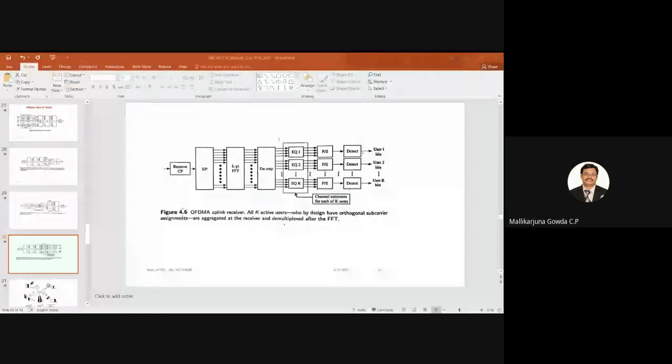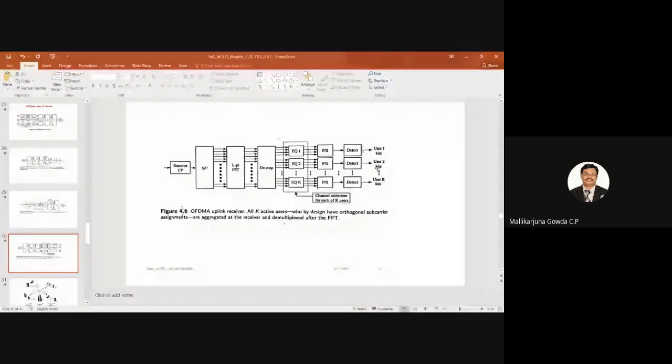So we are doing the FFT operation first, then demapping. Then for each user, what do we do? We do the frequency domain equalizer, then the parallel to serial converter and detection. We will be able to get the corresponding user bits. Okay, so this is all about OFDMA.